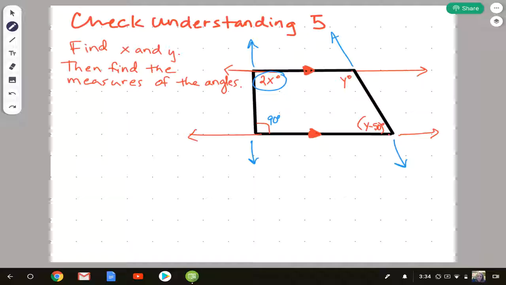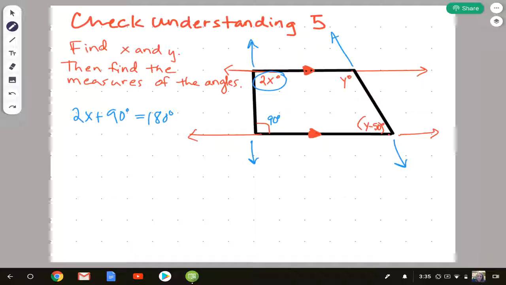I encourage you to go ahead and extend your lines. It helps you to see how it's relating to what we've been doing. Anyway, these two are on the same side of the transversal. They're both on the right, and they're inside the two parallel lines. So these would be same side interior angles. That tells me that they have to be supplementary. So 2x plus 90 has to equal 180.